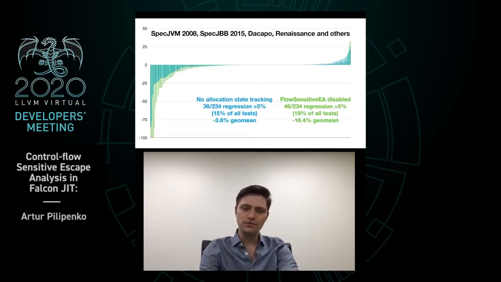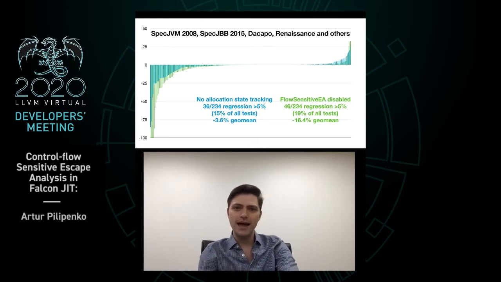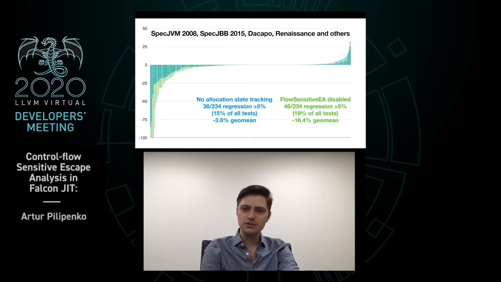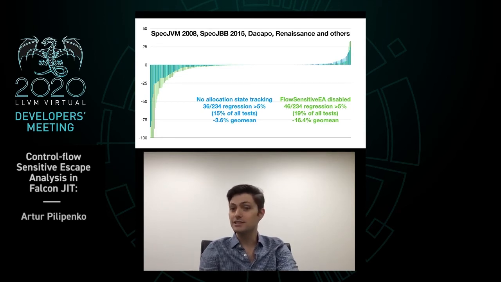If we look at a set of known benchmarks, which include SPEC, DaCapo, Renaissance, and some others, we can see that about 15% of all tests noticeably regressed. And this is about a minus 3.6% geomean impact. And if we disable the escape analysis pass altogether, we have about 19% of the tests regress, and we have a minus 16.4% geomean regression. There's also a number of tests which improve. I did not look into that, but I expect there is some unfortunate interaction with other transforms.